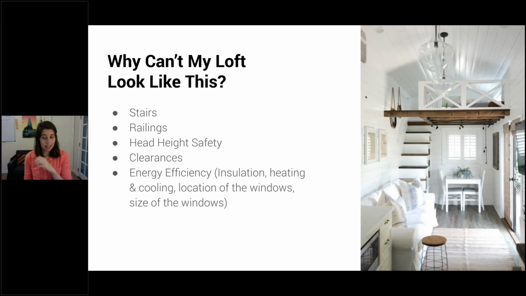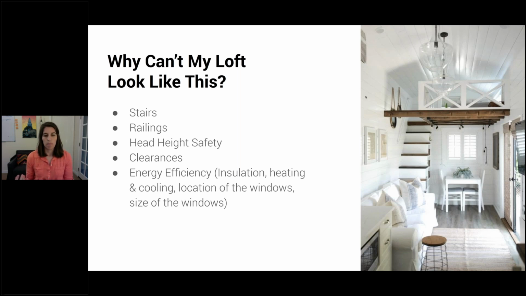There's a number of reasons why a building department and a planning department would never approve something that looked like this. So there's minimum distance or there's certain requirements that stairs have, for example, and there's safety requirements that stairs have to have, and these are too short and they don't have hand railings. There's head height safety, so ceilings have to be a certain amount of height if they're appropriate for people to live in. There's clearances that you have to hit, and there's also energy efficiency guidelines.